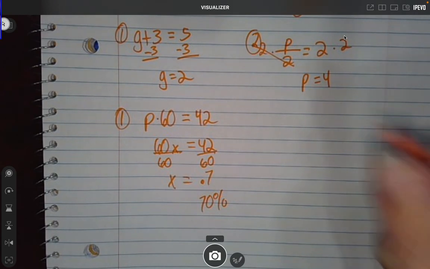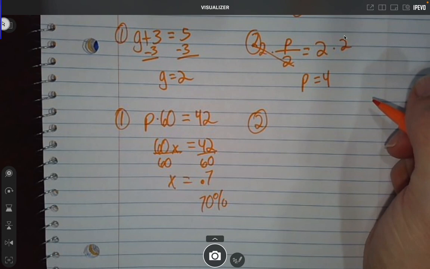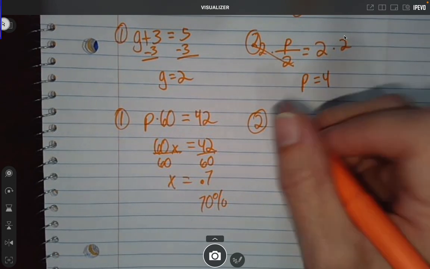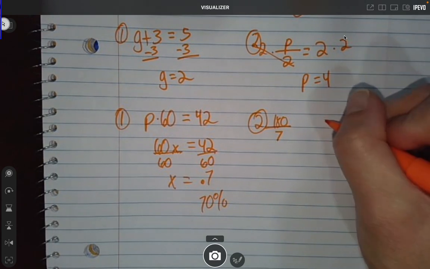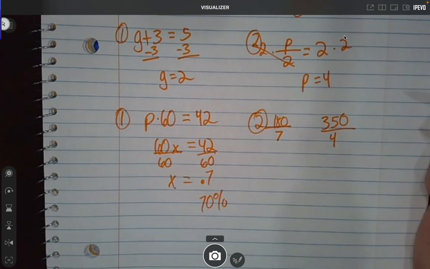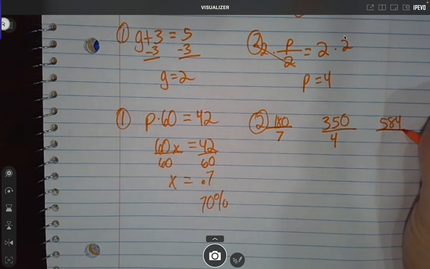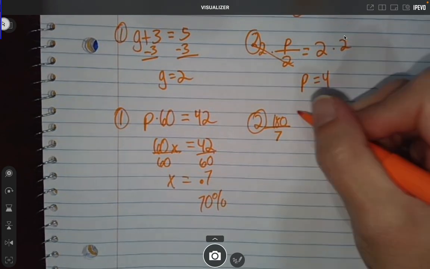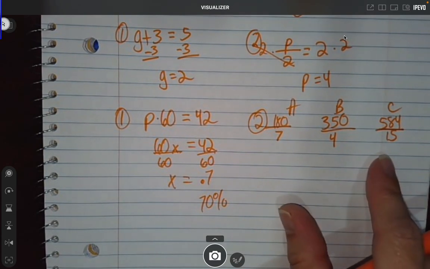Number 2, you have 3 cars, car A, B, and C. Car A travels 180 miles in 7 hours. Car B travels 350 miles in 4 hours. And car C is 584 miles in 15 hours. It's really hard to compare them like that. I can't tell you which one was the fastest.